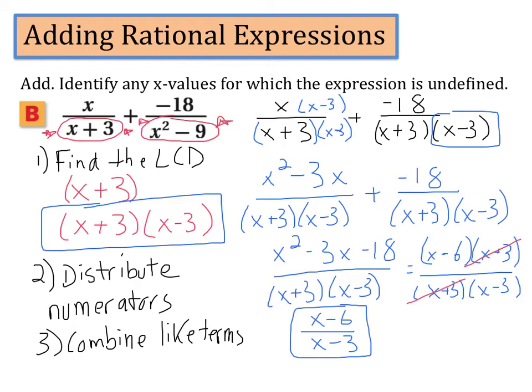Second part wants us to figure out any x values for which the expression is undefined. Well, we know that x cannot be 3, because if we plug 3 into there, we'd get 0. And even if we plug 3 right here, 3 squared is 9, 9 minus 9 is 0. X can't be 3, and also x cannot be negative 3.